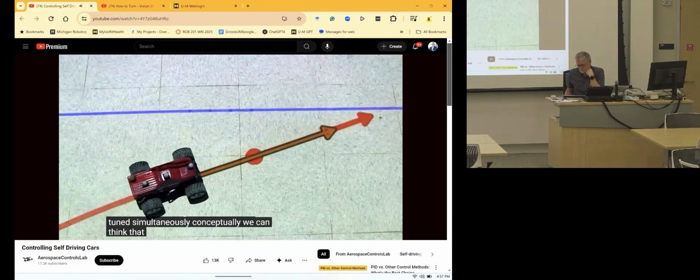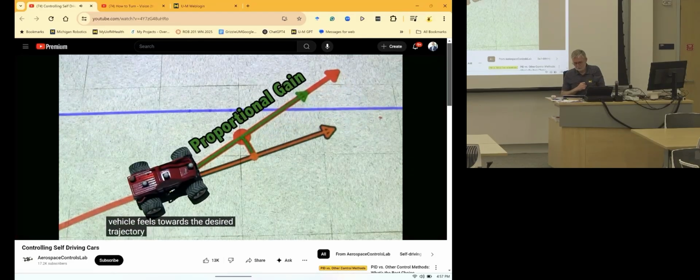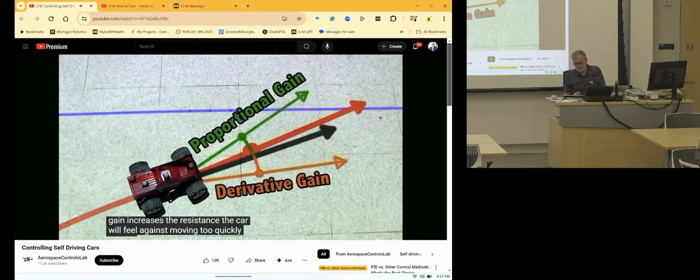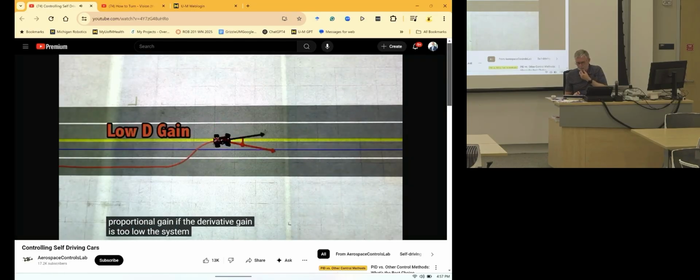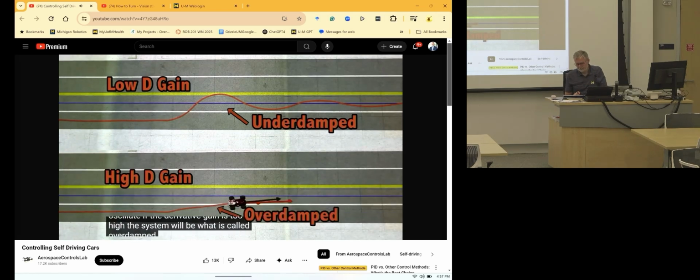Now that we have two terms, we have two gains that must be tuned simultaneously. Conceptually, we can think that increasing the proportional gain will increase the pull that the vehicle feels towards the desired trajectory. Increasing the derivative gain increases the resistance the car will feel against moving too quickly towards the line. Fixing the proportional gain, if the derivative gain is too low, the system will be what is called underdamped and it will still oscillate. If the derivative gain is too high, the system will be what is called overdamped and will take a long time to correct for offsets.